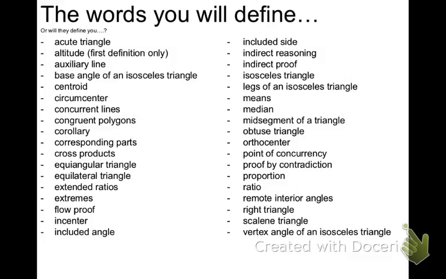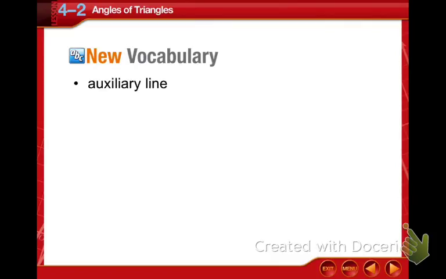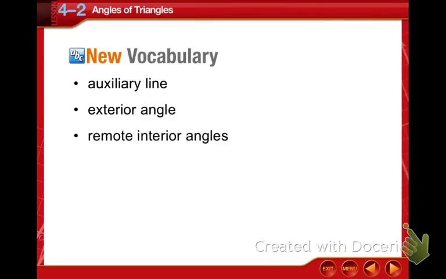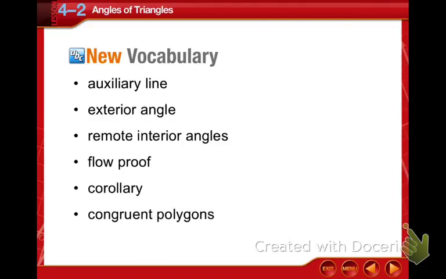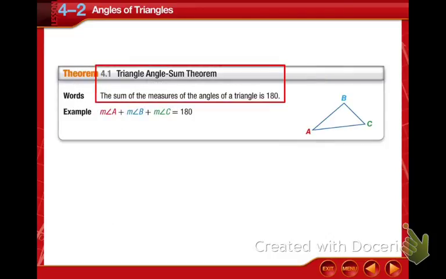So we did some vocab this day, or I think we finished it up. So out of the vocab words, auxiliary line, exterior angle, remote interior angles, flow proof, corollary, congruent polygons, and corresponding parts are what we're looking at today.